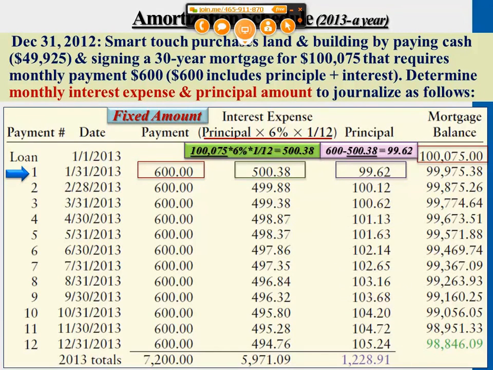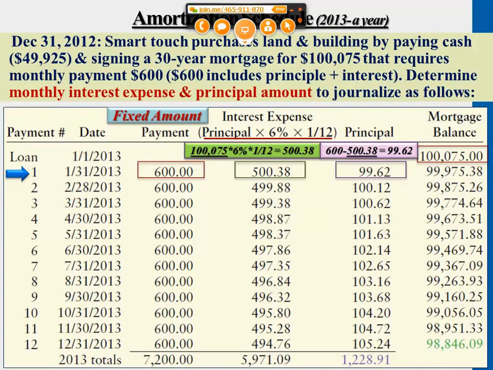Okay, so the principal amount we're paying, we just get from calculating the interest and subtracting it from the fixed amount. And then it goes into this journal entry. This is the first month of payment. Credit cash 600. These two parts break down the 600 into interest payment and principal payment. Principal is referring to the original mortgage amount.